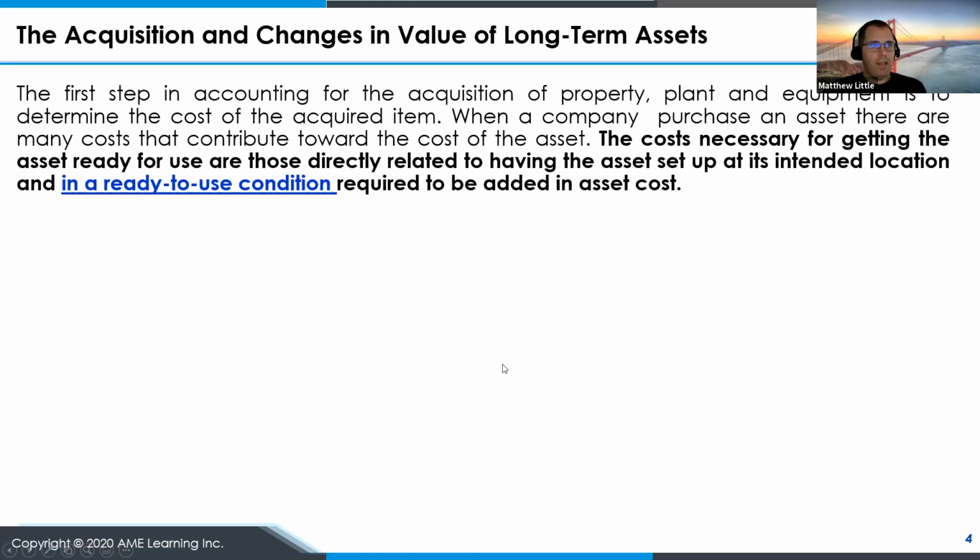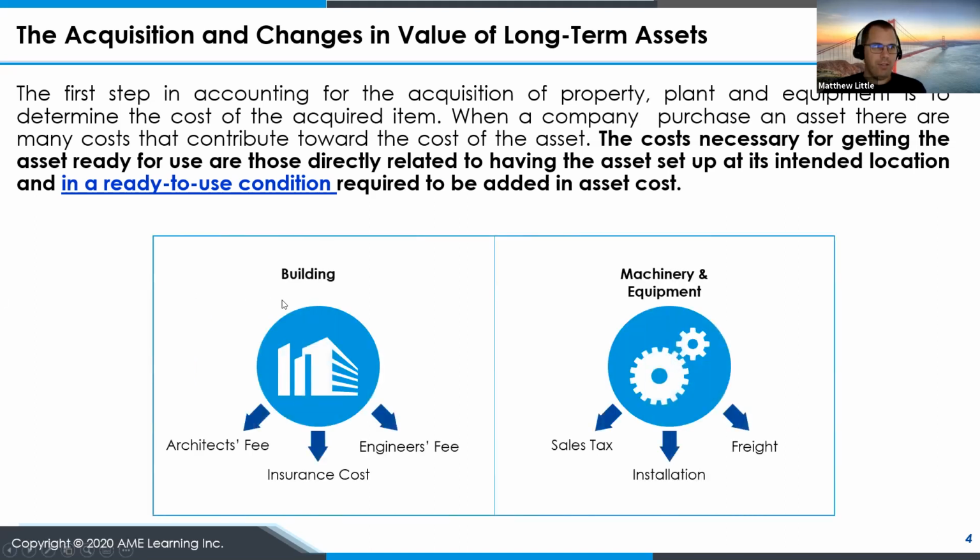Now, when we buy a long-term asset, remember we have to consolidate the cost to get that asset ready to use. Couple of examples. If, say, we're building a building to provide our operations in, we might initially go and pay an architect or an engineer, probably have some insurance for the building process, as well as the building itself. All of those components would be considered part of the long-term capital cost.